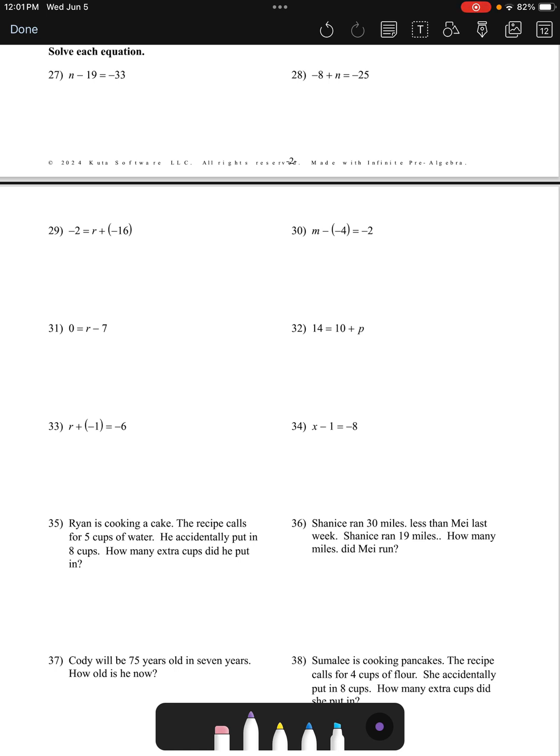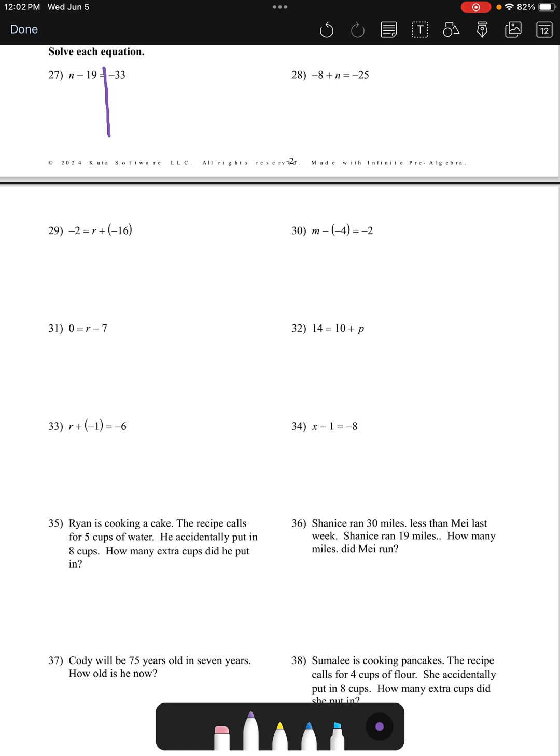So let's look at number 27 here. We have n minus 19 is equal to negative 33. And I'm going to draw a line down through the equal sign. This is just to make sure that whatever I do on one side of the equal sign, I do on the other. The n really wants to be alone, but there's this negative 19 there. So the question is, how can we make the negative 19 disappear?